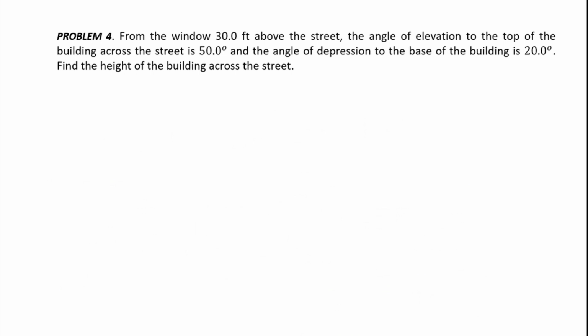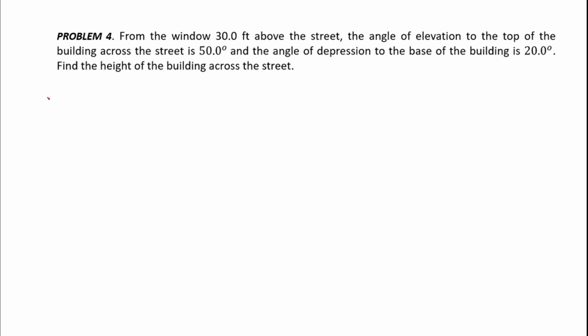In problem number 4, from a window 30 feet above the street, the angle of elevation of the top of the building across the street is 50.0 degrees, and the angle of depression to the base of the building is 20.0 degrees. Find the height of the building across the street. First, we're going to illustrate this so it won't be confusing.